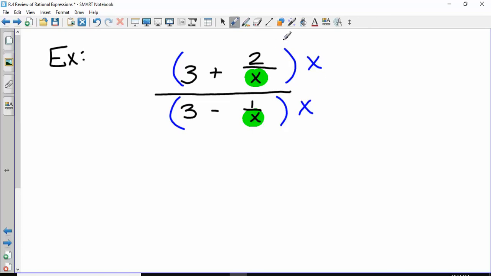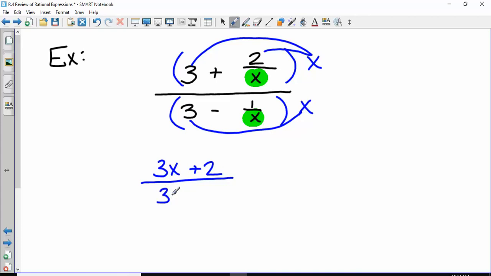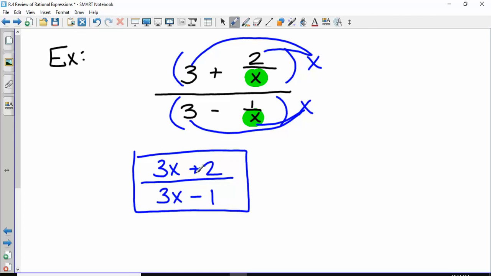That's legal. We did it on top and bottom. So on the top, if we distribute, 3 times x would be a 3x. Plus, what's 2 divided by x times x? 2. On the bottom, 3 times x is 3x. Minus 1 divided by x times x. And you are done. Okay, so a quick way to clean up a problem like that is just multiply by whatever's in the bottom.